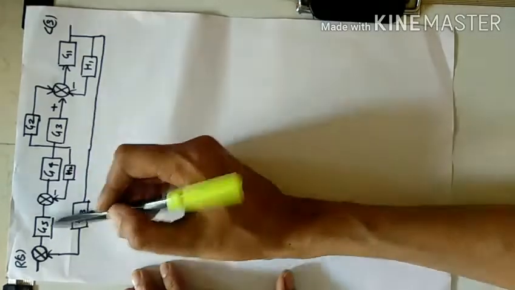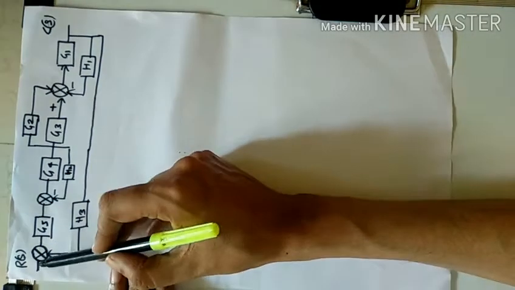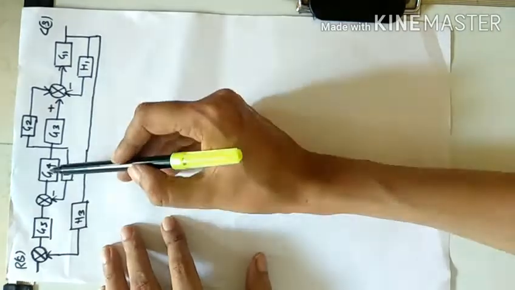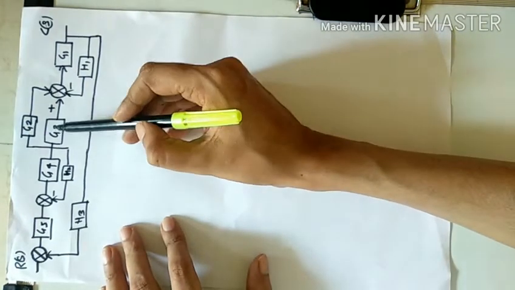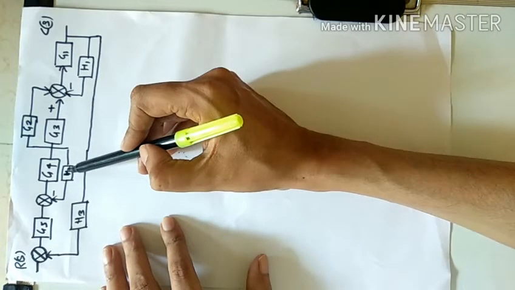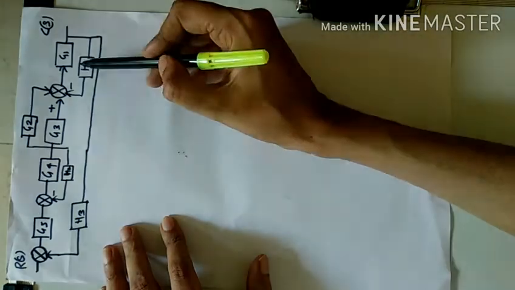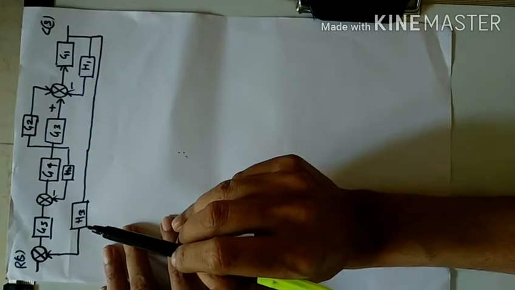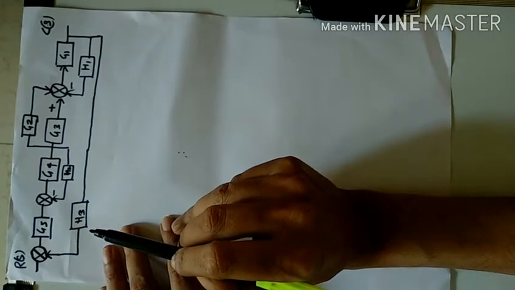Today we will discuss the example: R(s), C(s), G5, G4, G2, G3. G2 and G3, G4, this is H2. This is what? H2, H3, H1, G1. Okay, R(s) and C(s). Now we need to calculate the transfer function for this diagram.